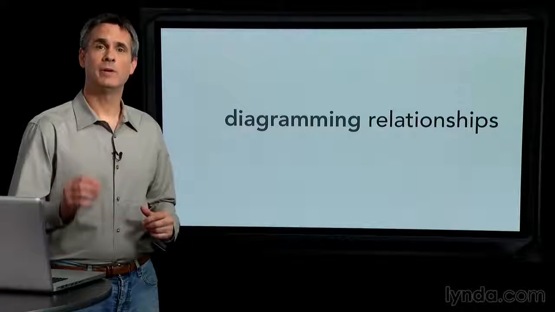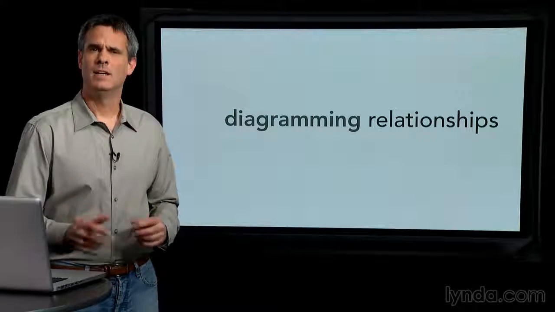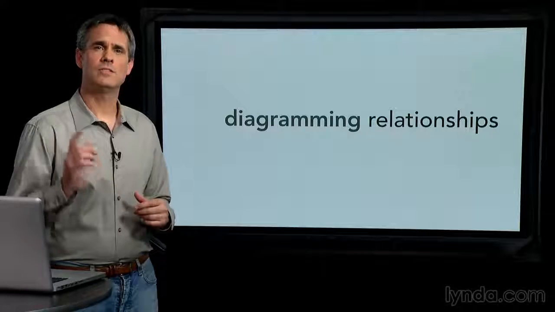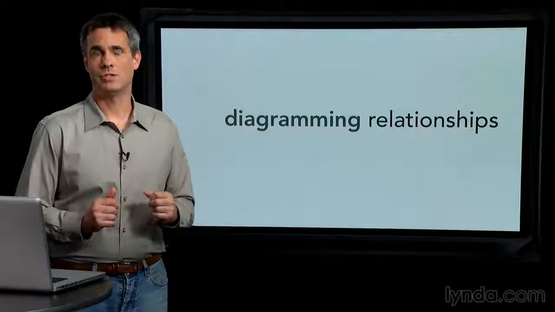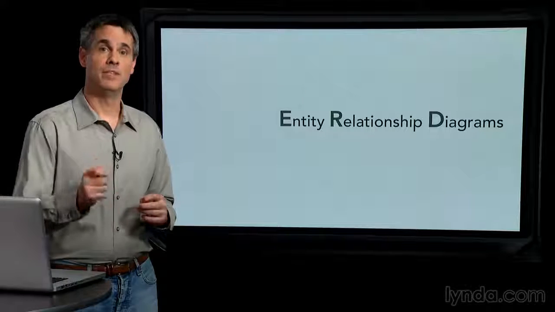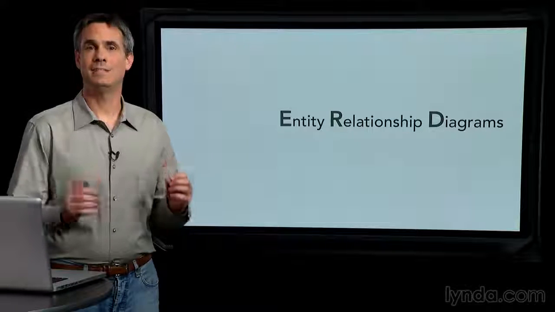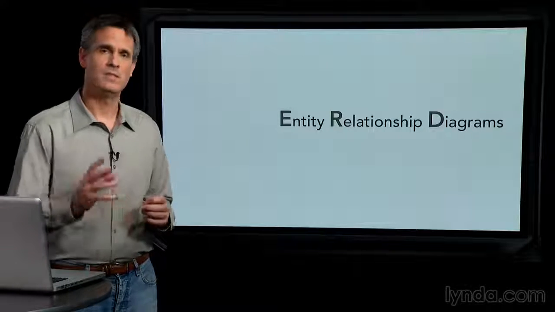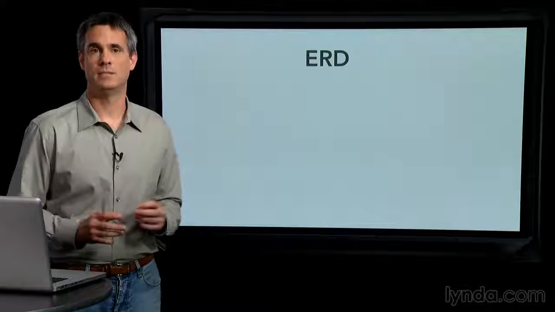So far, we've learned about basic relationship types. Now let's expand on these techniques and discuss a general method for diagramming relationships for database systems. The method we'll learn is called creating an entity relationship diagram. These diagrams are often referred to as ERDs. It's a simple process that's useful for all types of relational database systems.